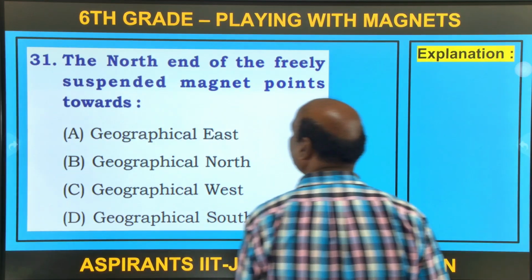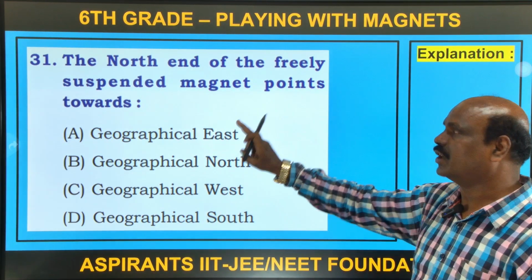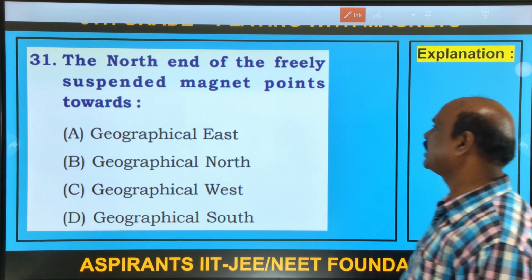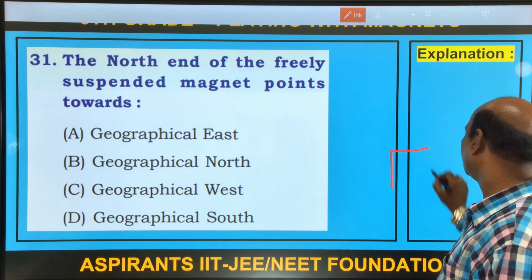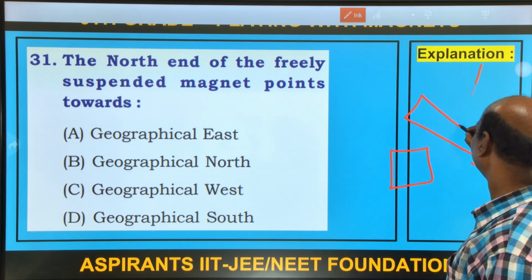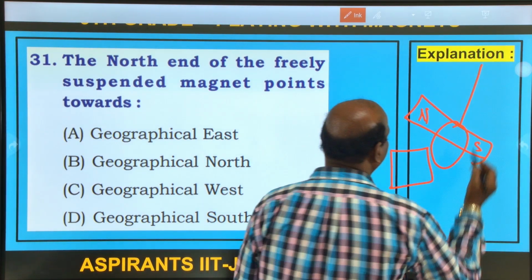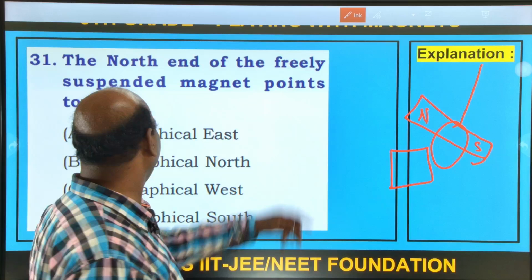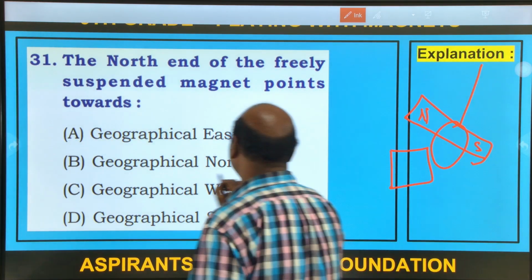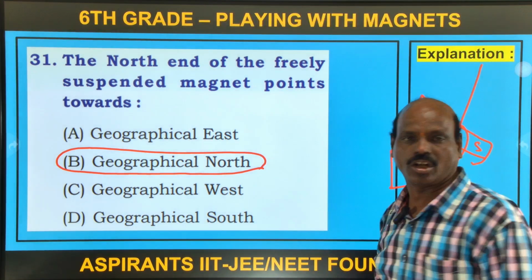Okay, next question. The north end of a freely suspended magnet points towards. Already we discussed this question previously, so once again we discuss. If you take a magnet which is freely suspended, what will happen to it? As we know, the north pole will face towards the geographical north. So the north pole of a magnet will face towards the geographical north. Is it clear?